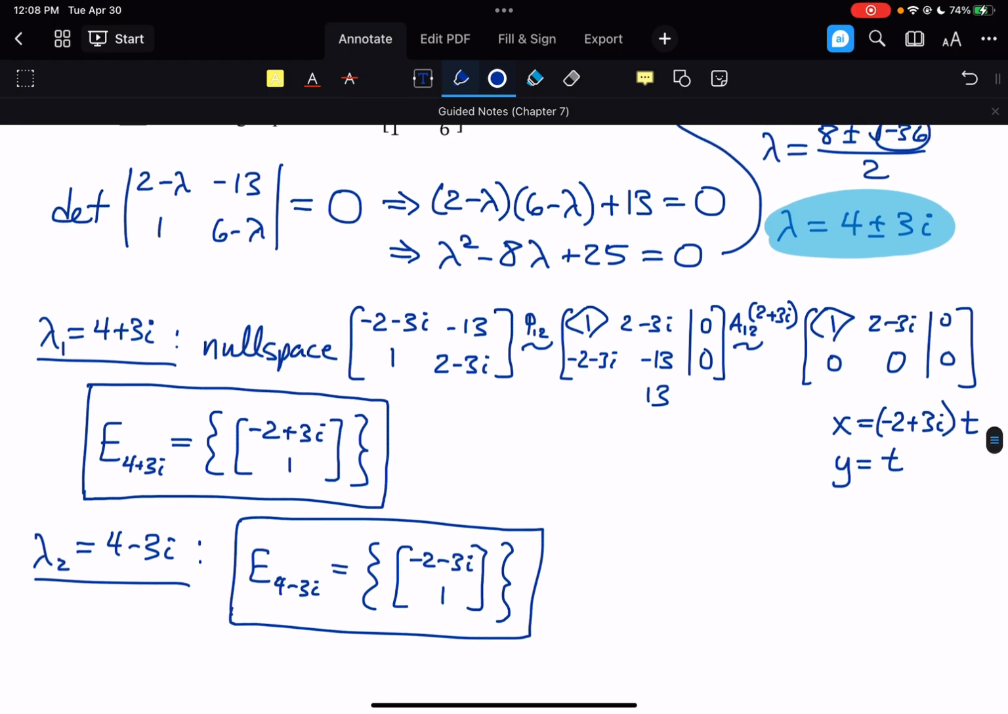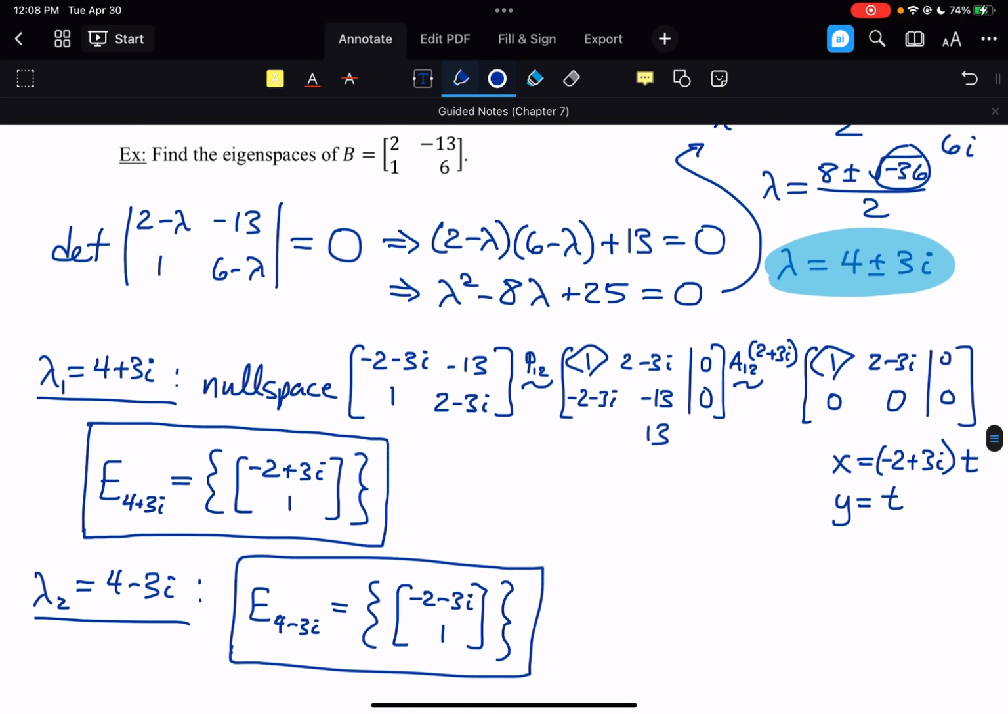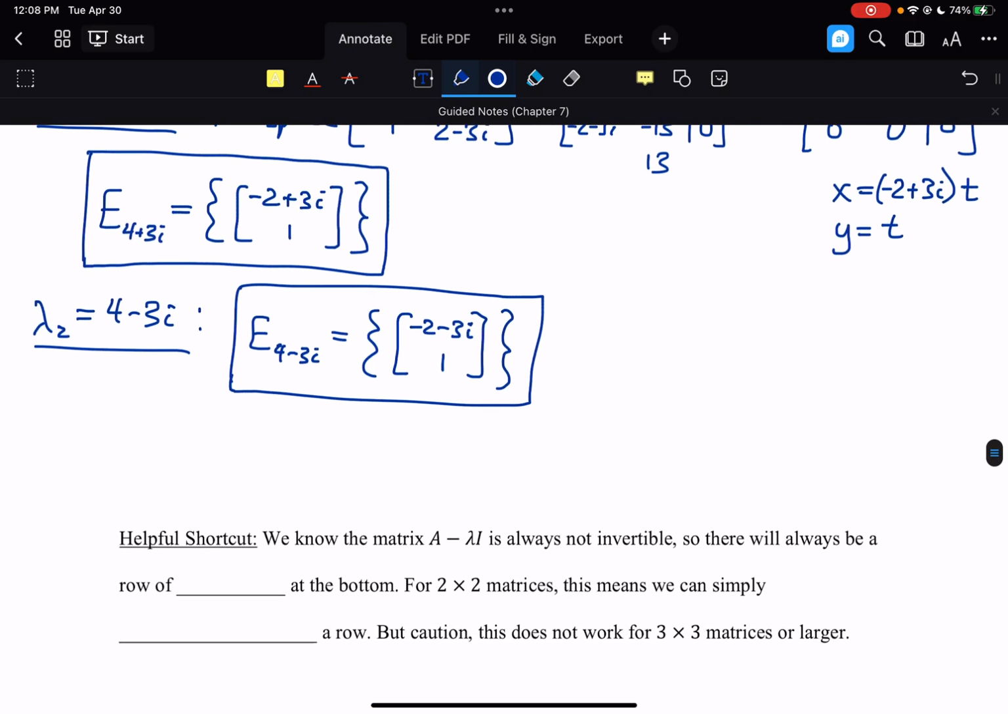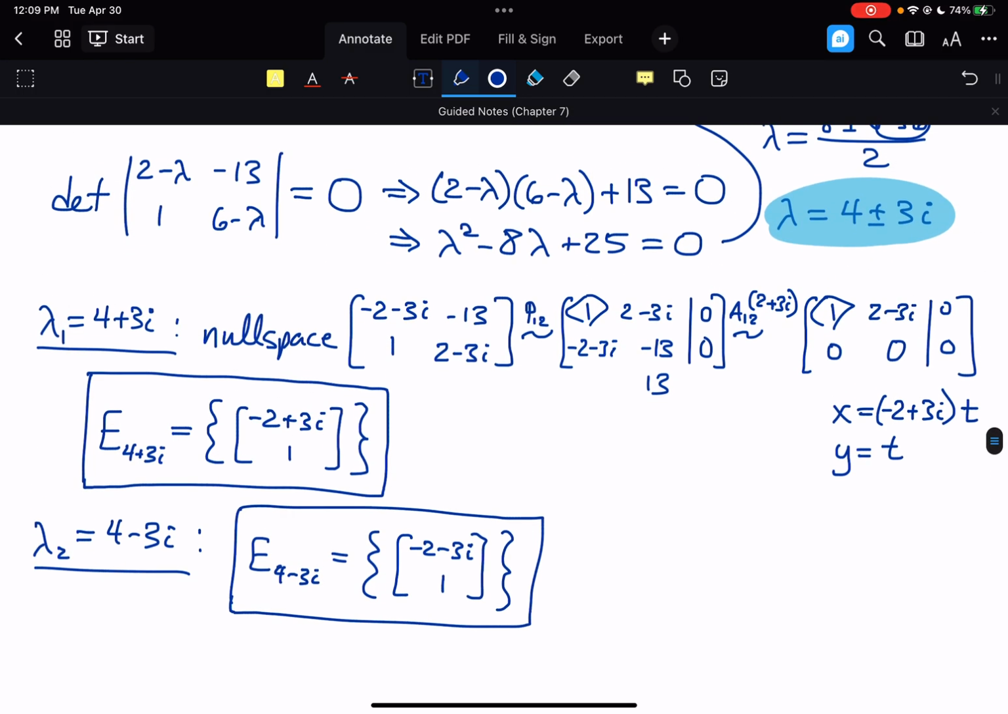Now, the nice thing about working with the 2x2s when it comes to the complex eigenvalues and eigenvectors, and that's this note down here at the bottom of the page. We know that the matrix A minus lambda I is always not invertible. So if you're talking about a 2x2 matrix, because the matrix is always not invertible, there will always be a row of zeros at the bottom. So like back up here, if we're looking for the null space of this matrix, we know that because this matrix is not invertible, there will be a row of zeros at the bottom.